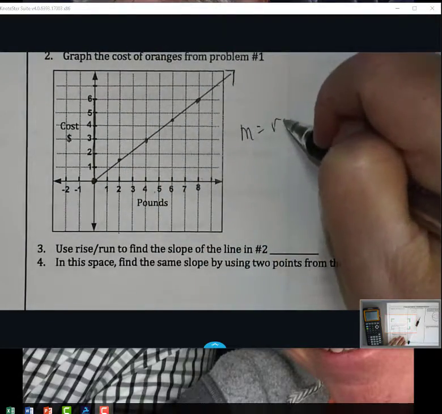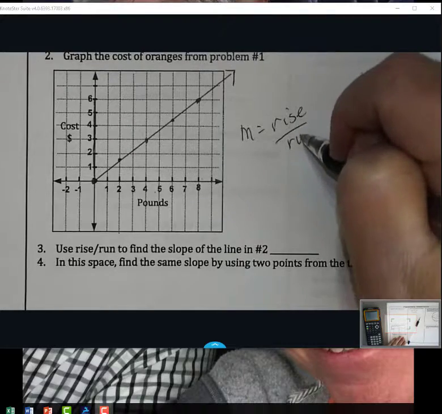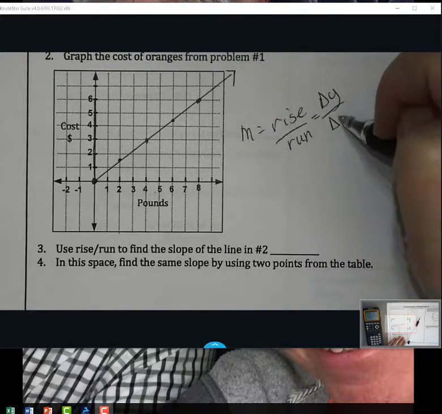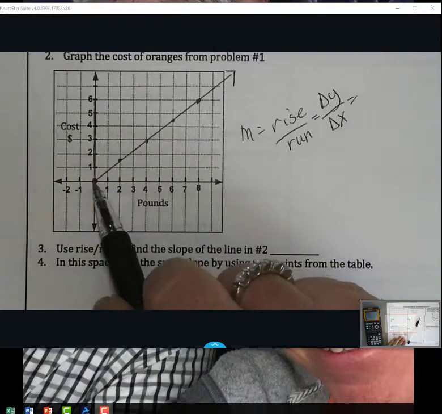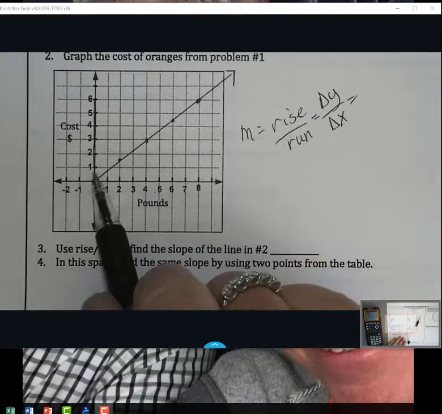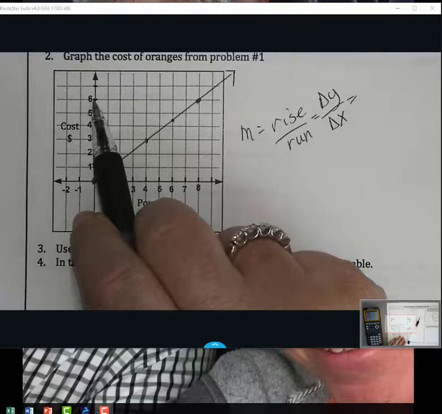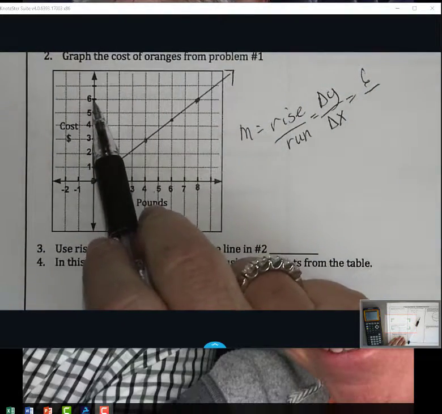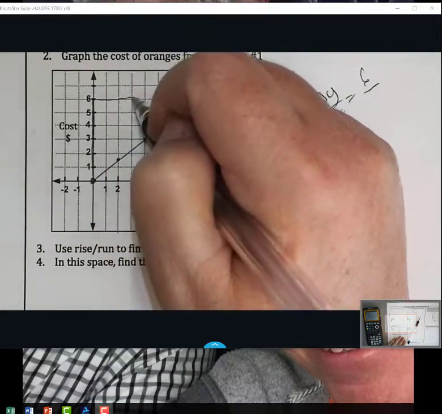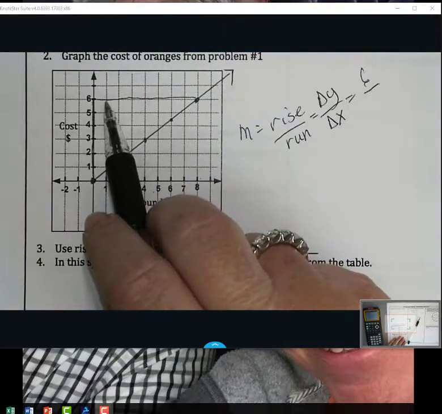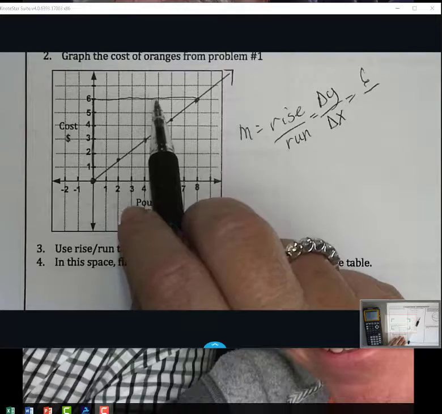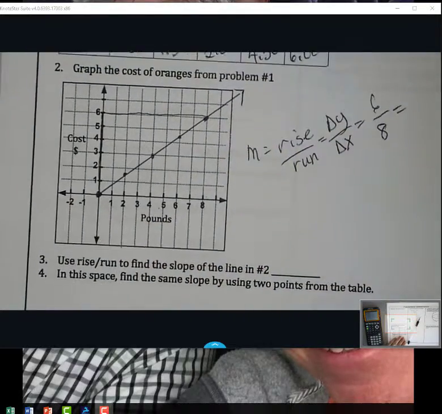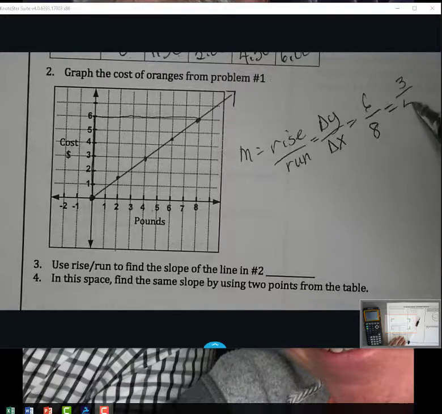Slope is rise over the run, which is the change in y over the change in x. I'm going from here to here, so my rise is a change by 6. And my run is going to be from here to here. So it was 1, 2, 3, 4, 5, 6, 7, 8. 6 over 8 is 3/4.